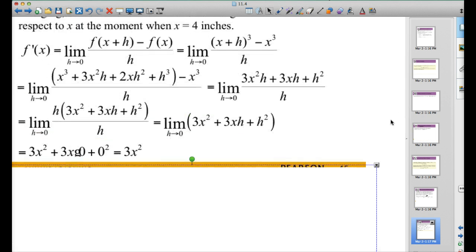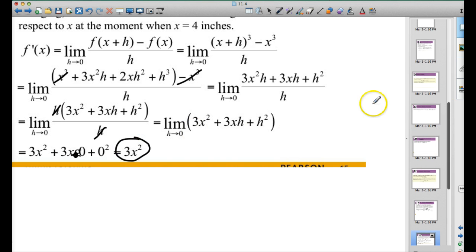Bring that up here. So what they did is they took this and cubed it out and got that whole thing minus x cubed. So those will cancel off. So we get that on top over h. Factor out an h. Those will cancel off. So we're going to get this go to 0. So 0 and 0. So our answer is 3x squared for our equation.